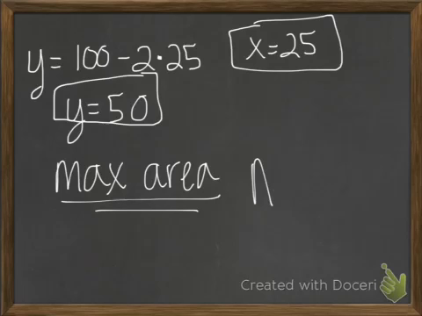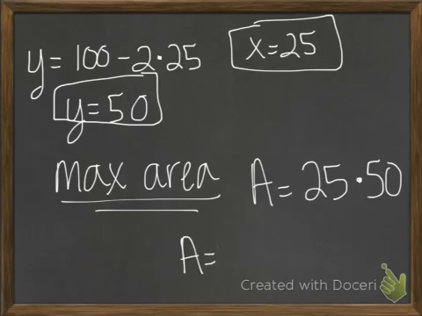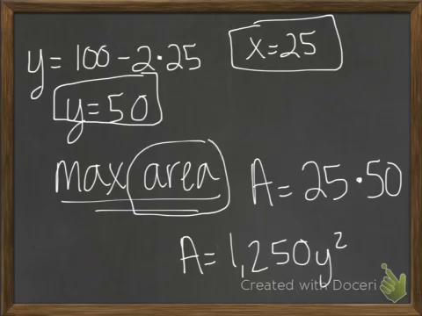So we have area equals 25, which is our x, times y, which is 50, and we get that area equals 1,250 yards squared. Since it's area, we have to use square.